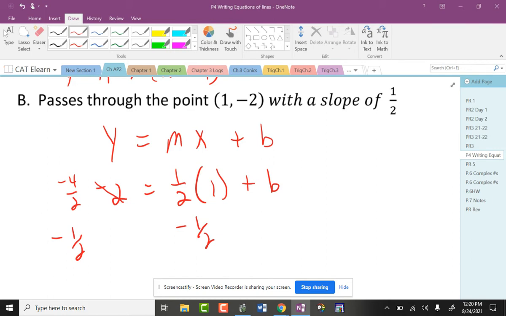What's negative 4/2 minus another 1/2? What's negative 4 minus another 1?